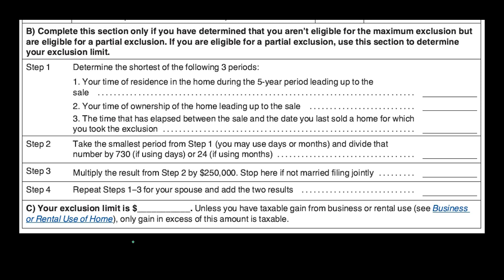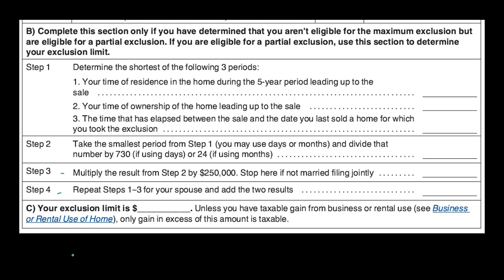Stop here if not married, filing jointly. And then step 4, repeat steps 1 through 3 for the spouse and add the 2 results. So if we're not married, we'll stop here. If not, then we go to step 4 and then see your exclusion limit is that dollar amount, unless you have taxable gain from the business or rental use, see business or rental use of home. Only gain in excess of this amount is taxable.